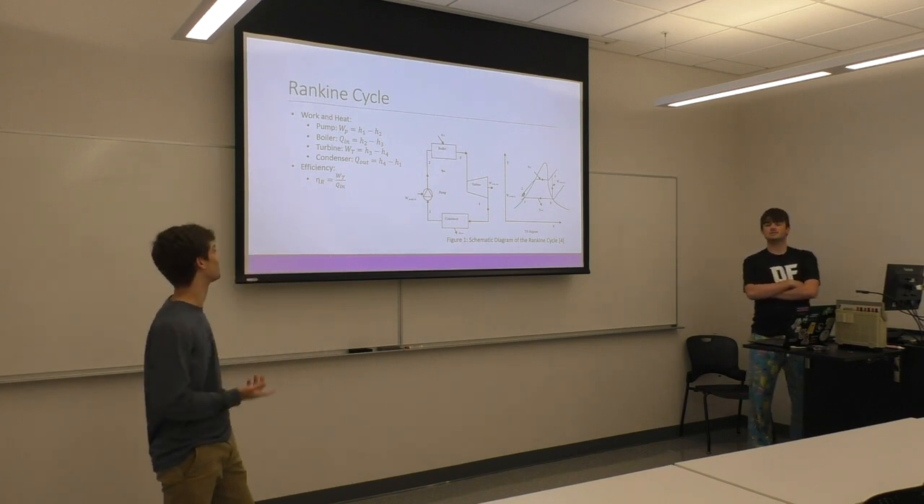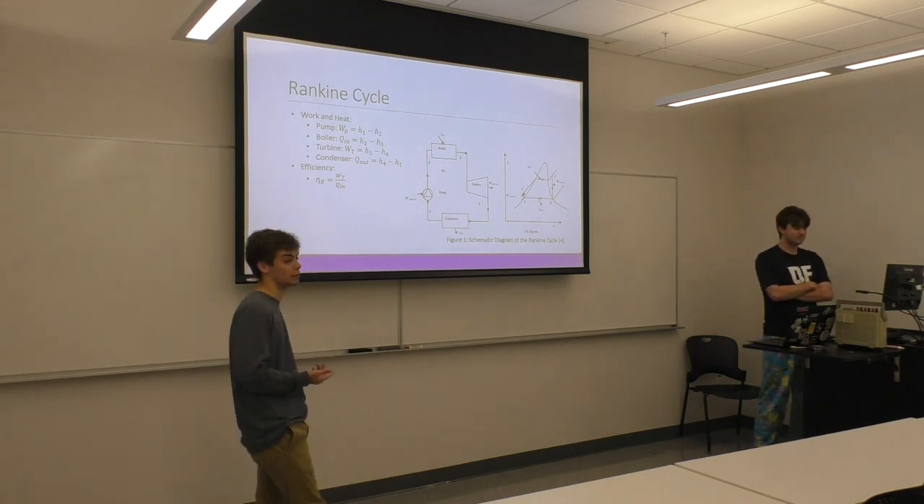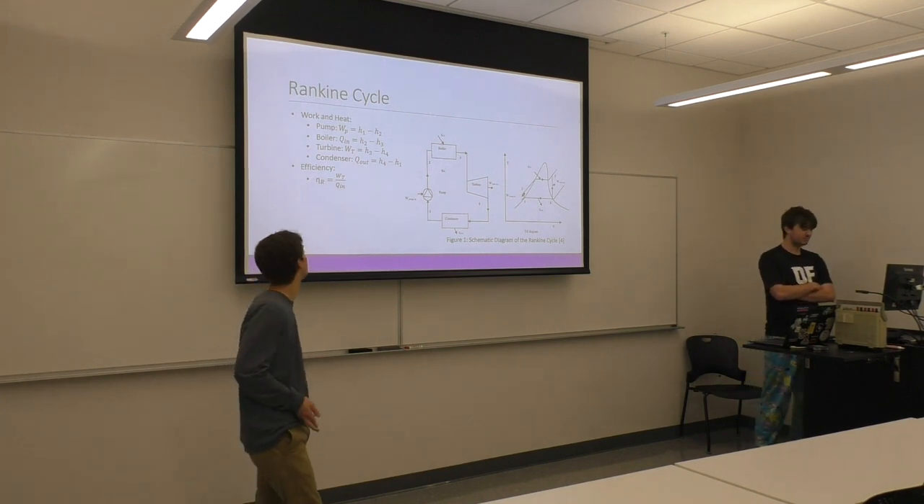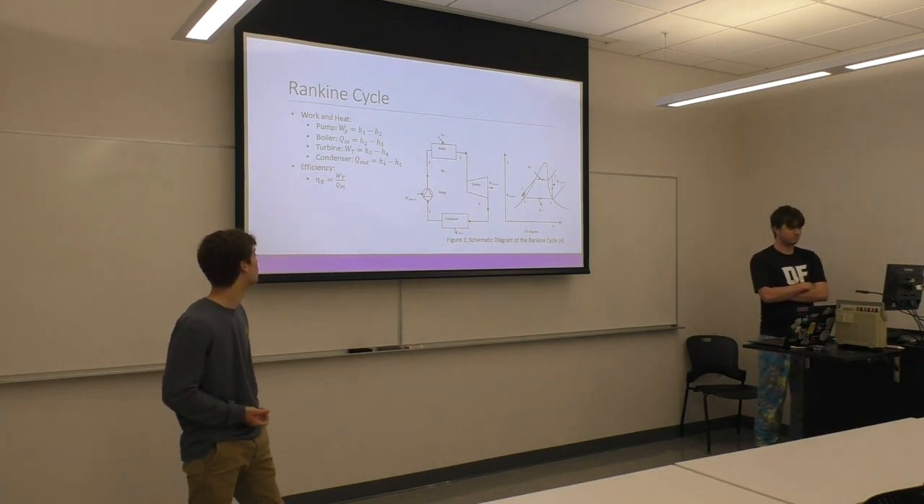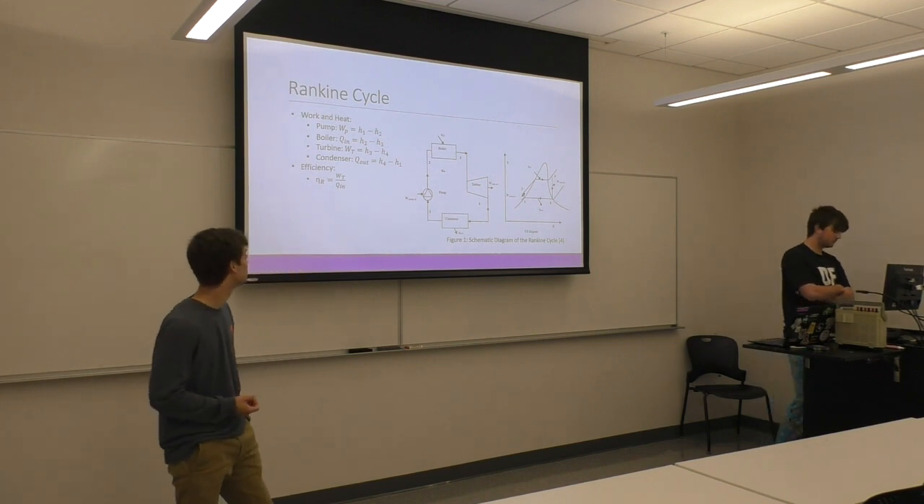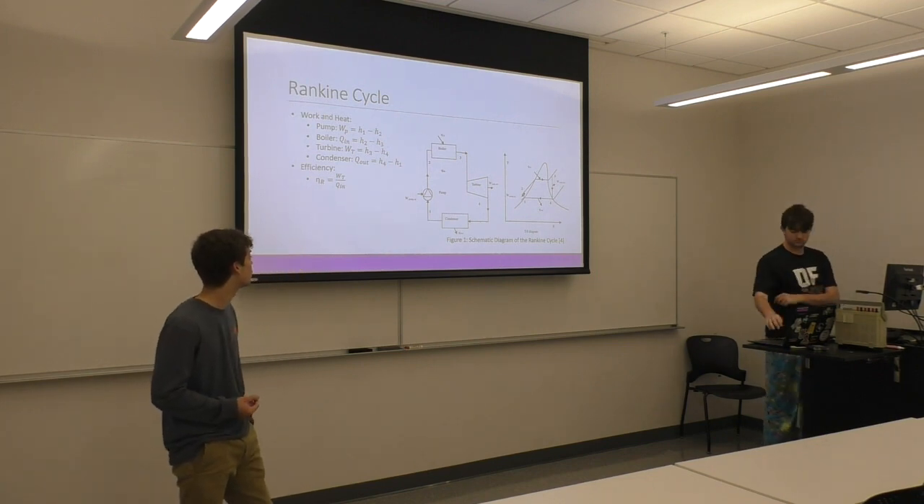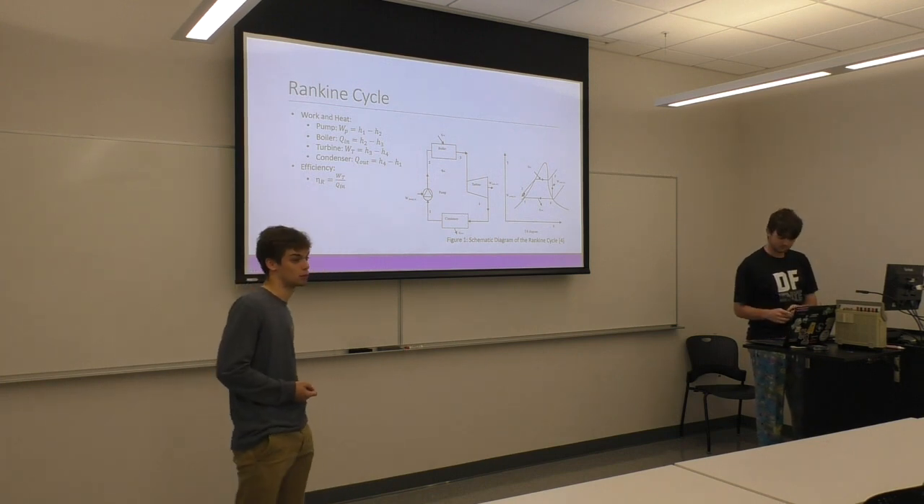Then we're going to go to the boiler. It's going to heat it up, obviously. So it's going to be H3 minus H2. And then it goes to the turbine. You have the work out, and that's going to be H4 minus H3. And then the condenser is going to cool it down, so it'll be H1 minus H4. And then efficiency is just going to be the work of the turbine over the Q_in.